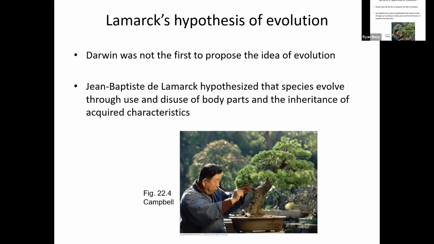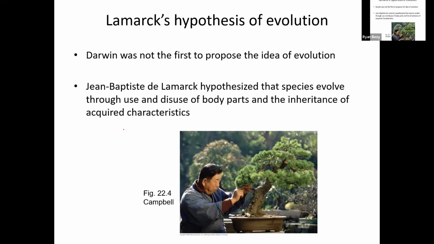So for instance, Jean-Baptiste Lamarck hypothesized also that species change over time. But his process for driving that change was not the same. What Lamarck proposed was that there is a use and disuse of body parts, and that then affected the inheritance of what are called acquired characteristics.